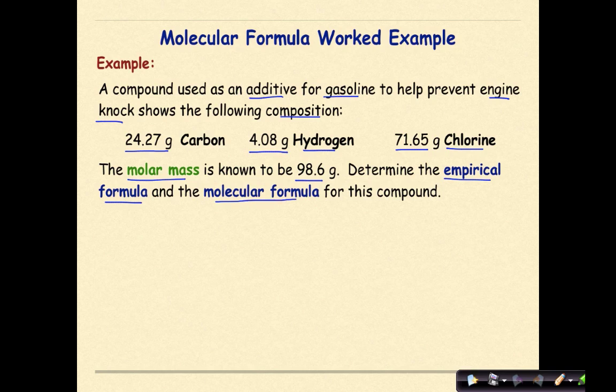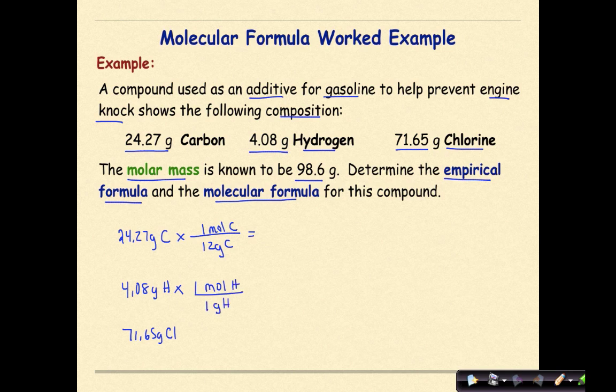So the first thing that we're going to do is convert each of these values into moles. So 24.27 grams of carbon, 4.08 grams of hydrogen, and 71.65 grams of chlorine. Multiplication sign in a line, 12 grams of carbon per 1 mole of carbon. Set the rest of these up, 1 mole of hydrogen per every 1 gram of hydrogen, and then 1 mole of chlorine for every 35 roughly grams of chlorine.